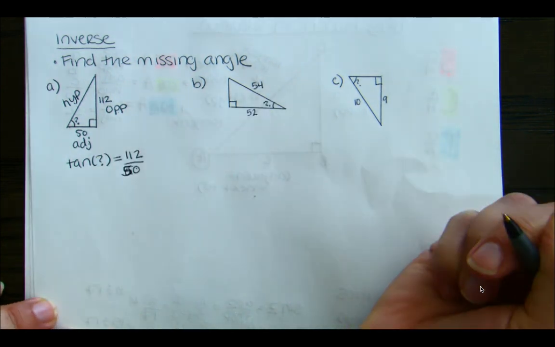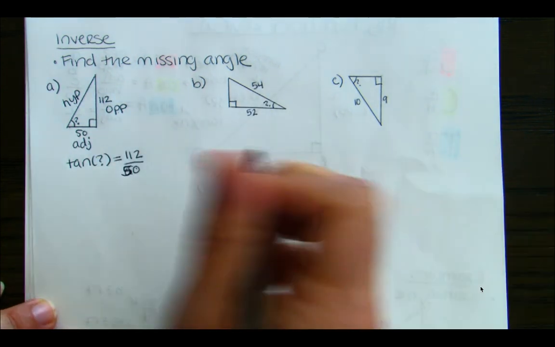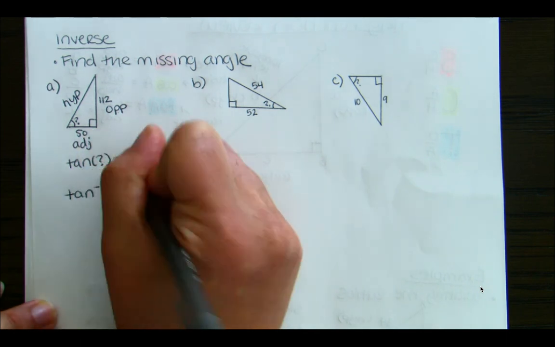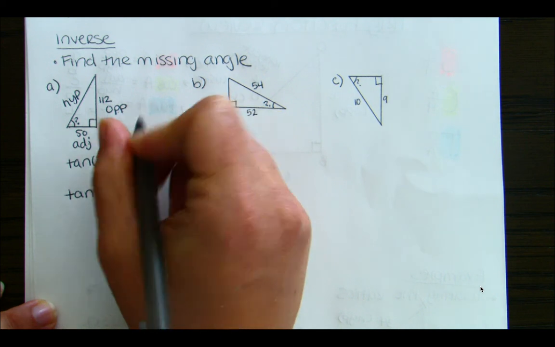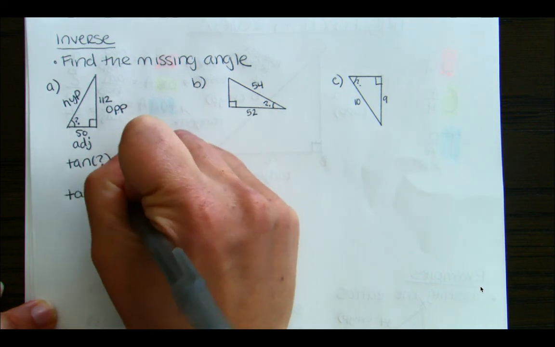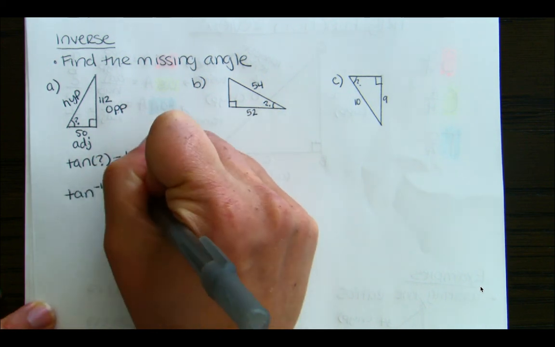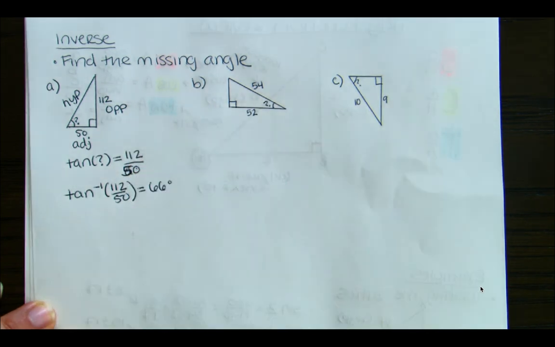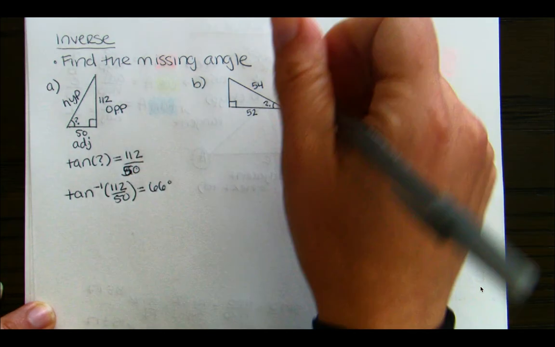So in your calculator, you have to put in inverse. So in inverse, we have tangent inverse and whatever the ratio is right here. So 112 divided by 50. And when we put that in the calculator, we get 66 degrees. And then we're going to go to the next one.